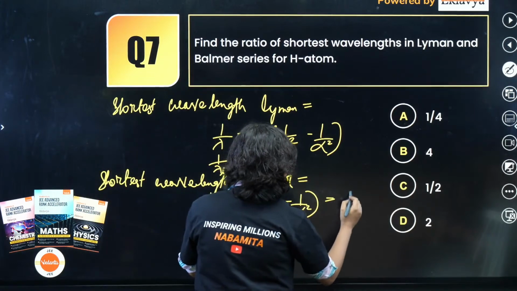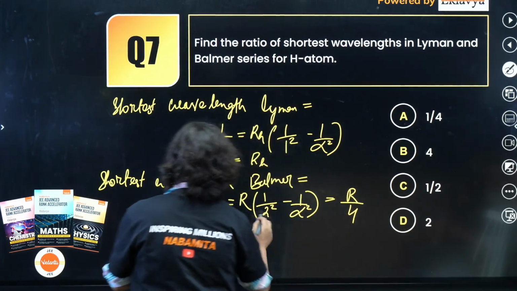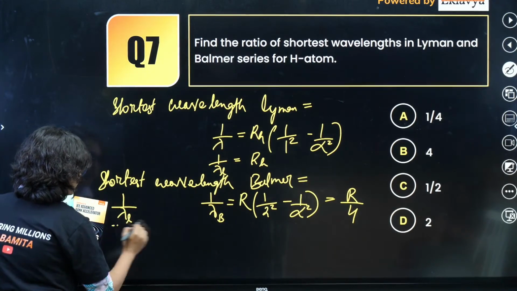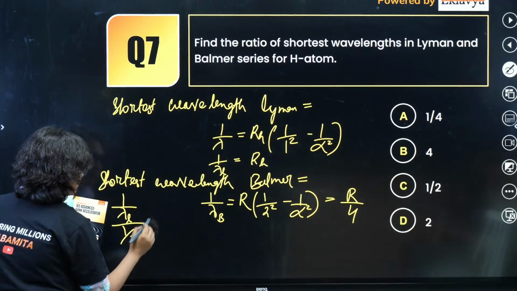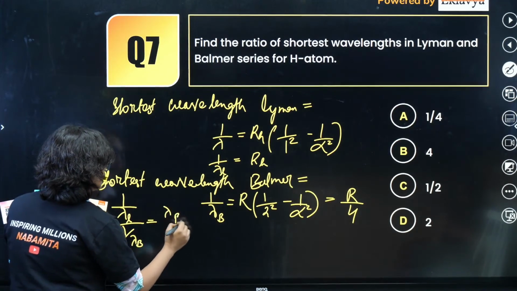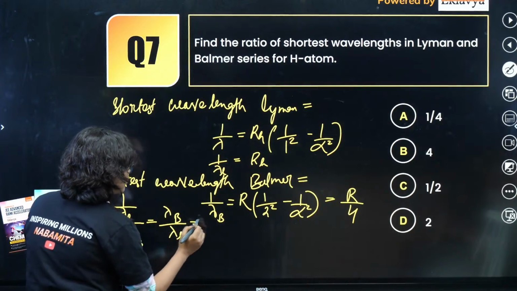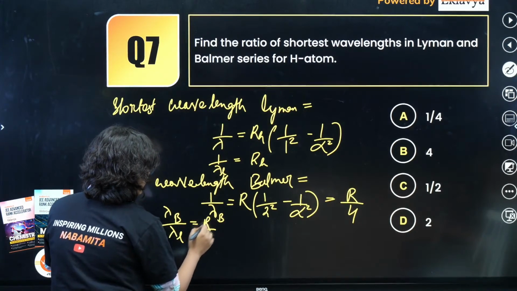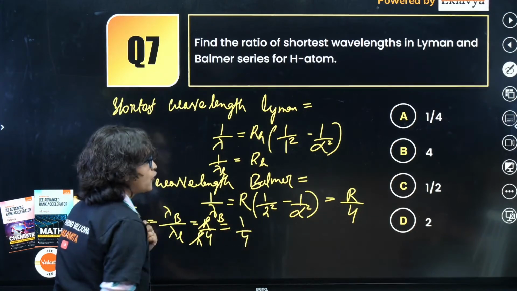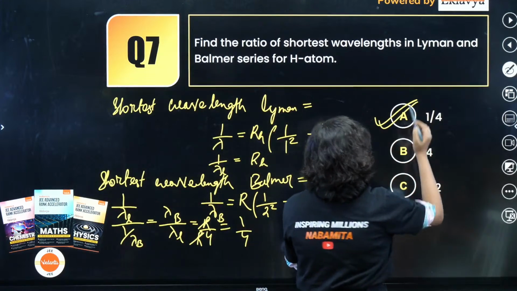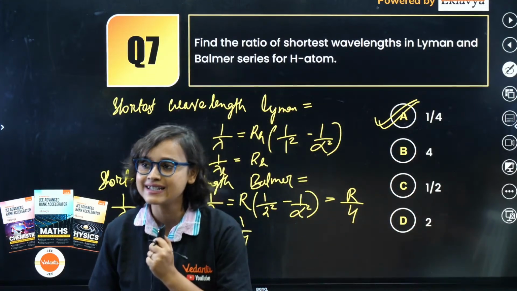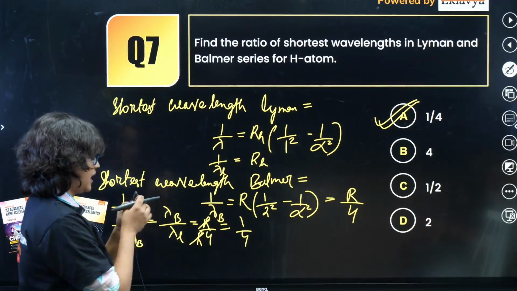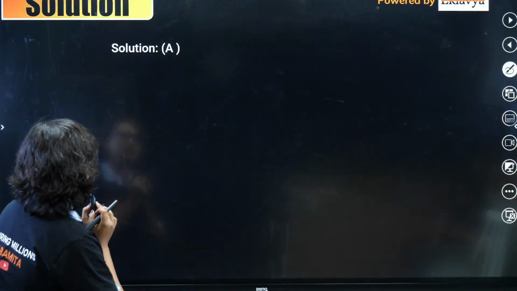So that means this will be R divided by 4. 2 2s are 4. Now what do we have to do? We have to calculate 1 by lambda L divided by 1 by lambda B. That means it can be written as lambda B divided by lambda L, which will be R divided by 4, and here also R will be cancelled, so it will be 1 by 4. So answer is option A once again. Am I right, everybody? Yes, absolutely. Plus 28, awesome, amazing. Plus 28 we have reached, everybody.